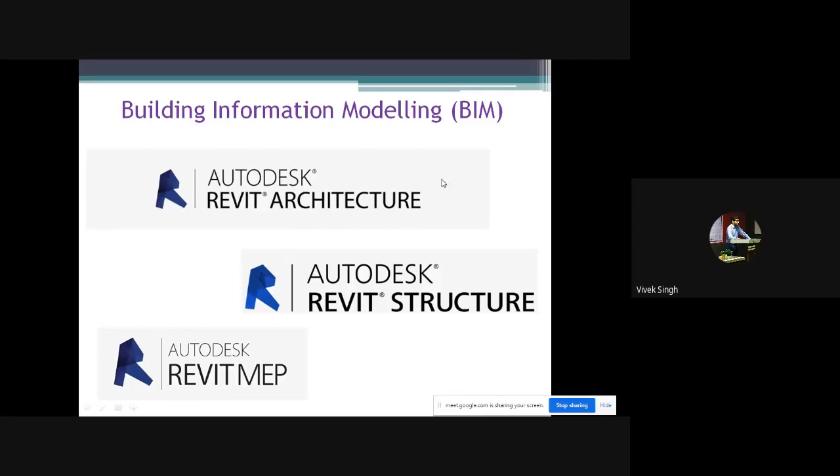So architecture part, structure part, and MEP part. MEP means mechanical, electrical, plumbing part. All those parts of the building structure, or any kind of structure, you can take care of using these softwares. It will cover everything.